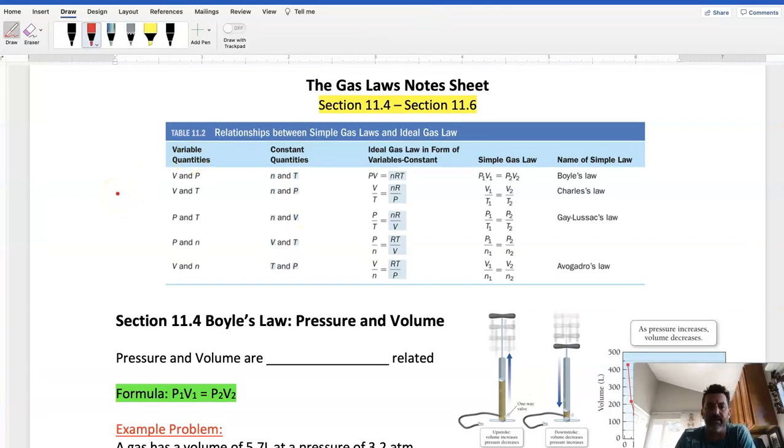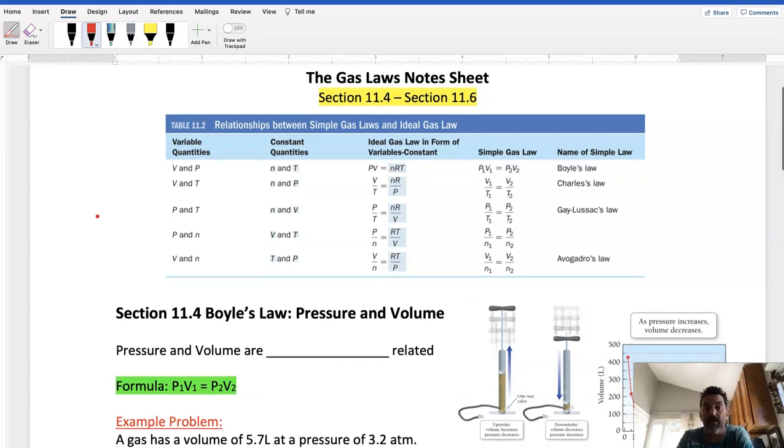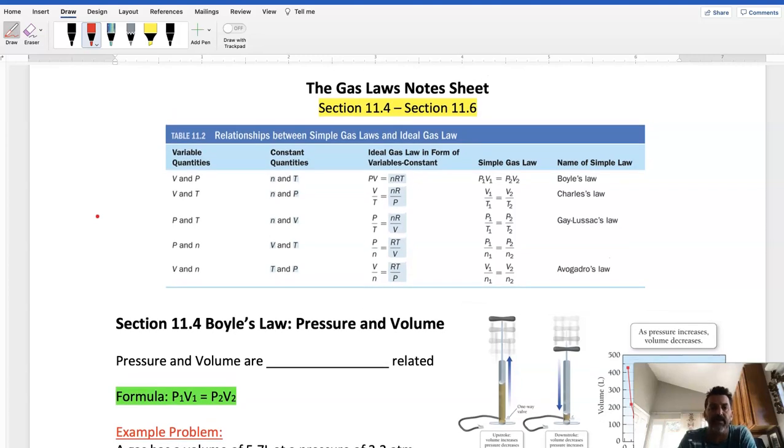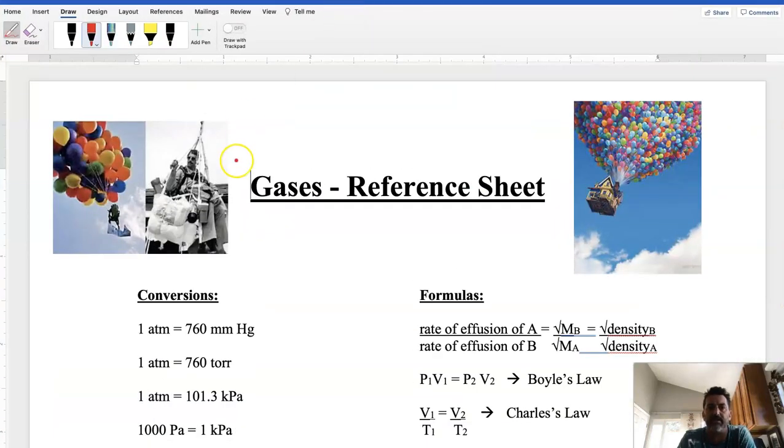All right, so in this video, we are going to go over the gas laws and how to use them in some of these different math equations. So you are going to need your calculator. You're going to need to print out this note sheet, and you're also going to need this gas reference sheet right here. Okay, so all that, well, except the calculator, can be found on the Canvas page.